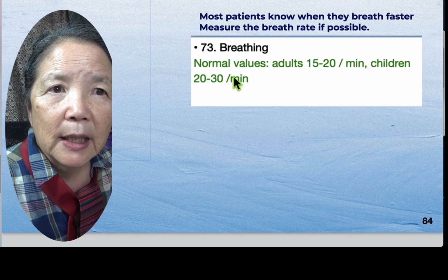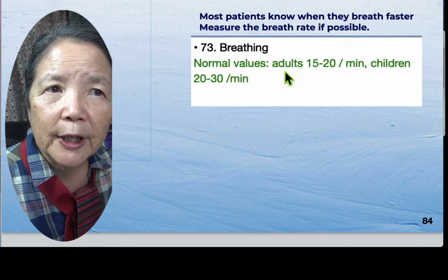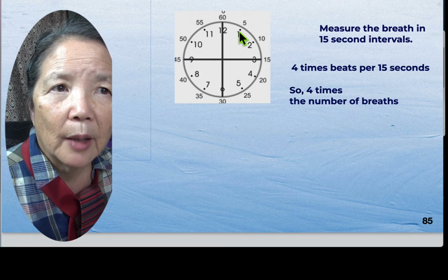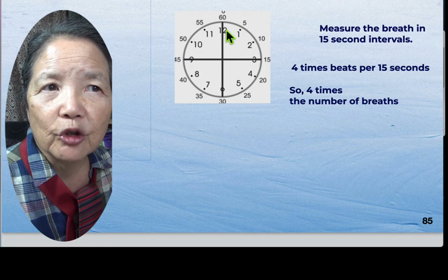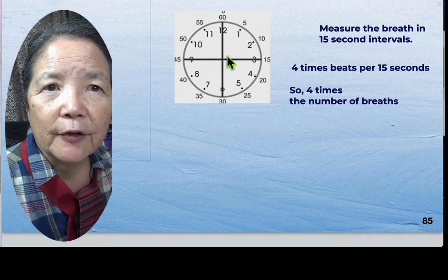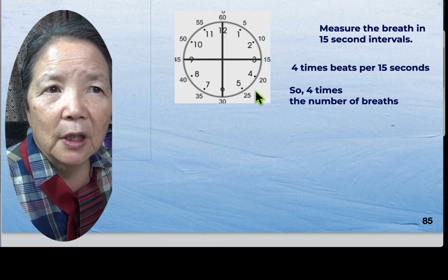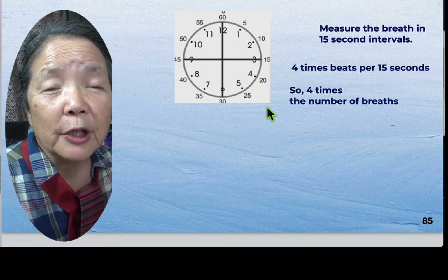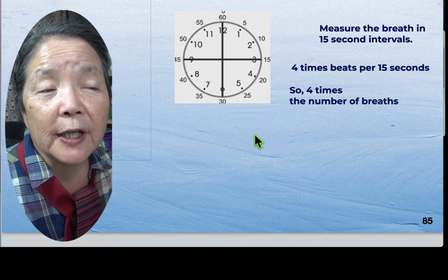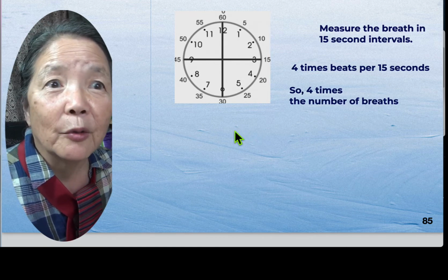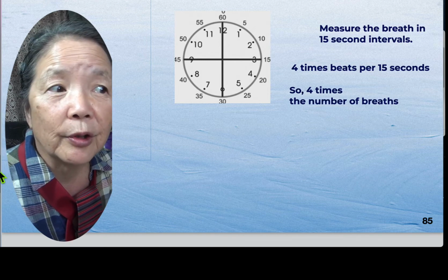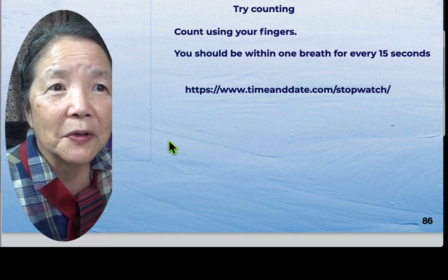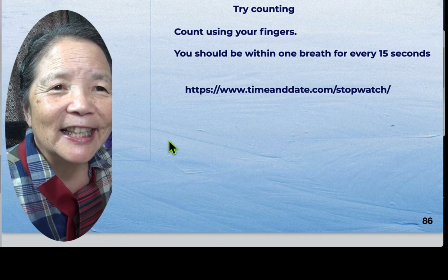He has given us some normal values, very much like the pulse that he gives us. You can measure pretty well. I'm not a very good counter, so I usually measure in 15-second intervals. You can actually look up a stopwatch on the internet, and every 15 seconds it'll ring a bell, and you can easily measure breath without even looking at a watch. I usually count on my fingers, and it's not that difficult.